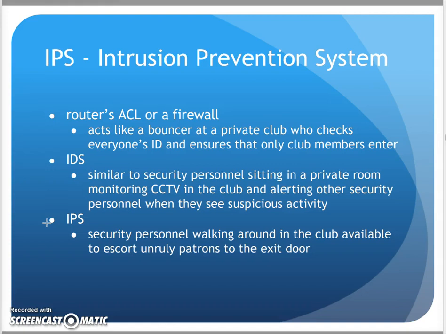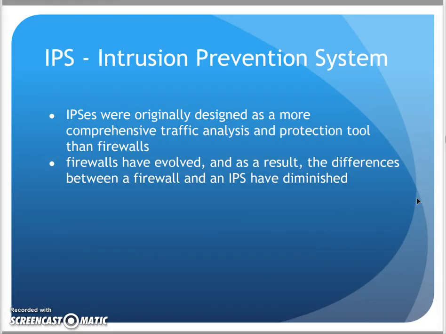So again, my router access list is like a bouncer at the door of a nightclub. My IDS is guys sitting in a closet watching the security cameras. Your IPS is your security personnel wandering around the club, listening on a little earpiece to the guys in the closet. And when the guys in the closet say, this looks suspicious, your security guard walks over to somebody saying, hey, it looks like you put something in your pocket. It looks like you're trying to steal something from us. Can you come over here? I have some questions for you, or we'd like you to leave. You don't belong here. So your IPS is the one actually responding to and trying to deal with and stop said suspicious traffic. Okay?